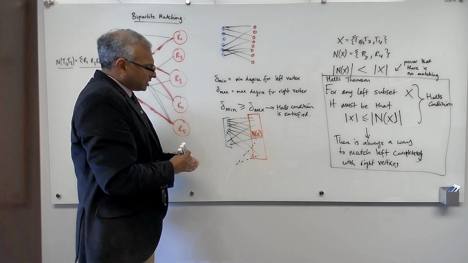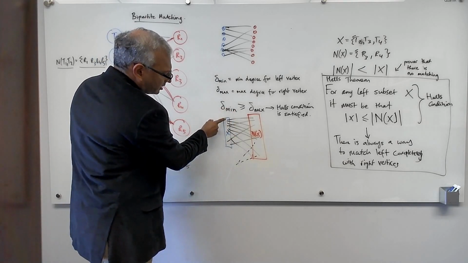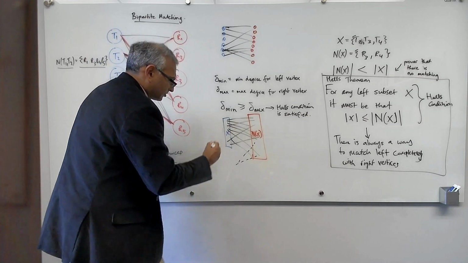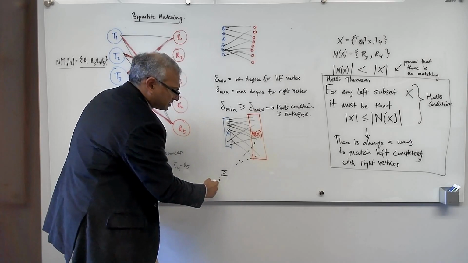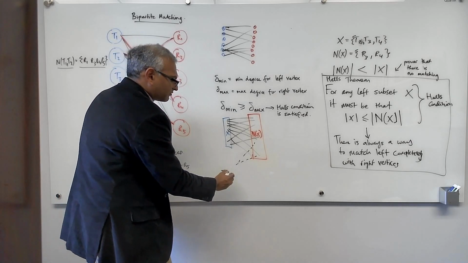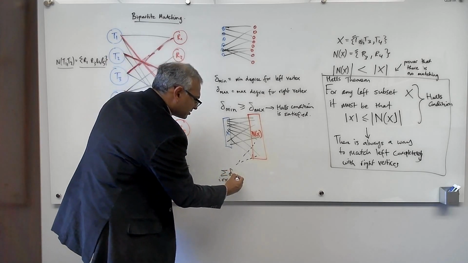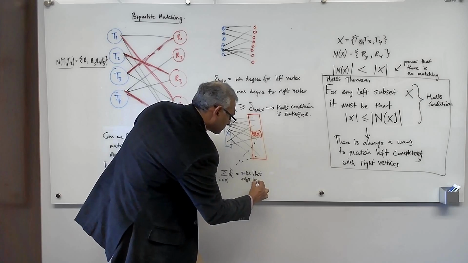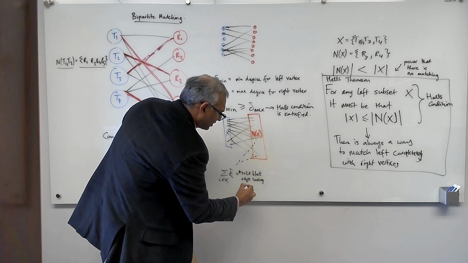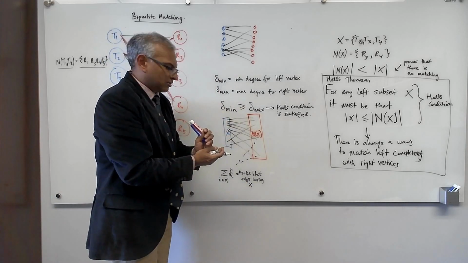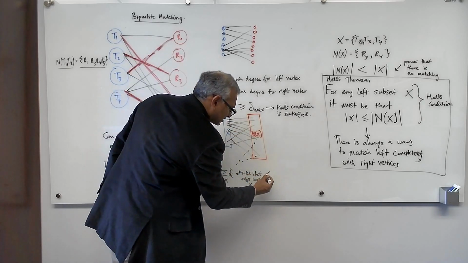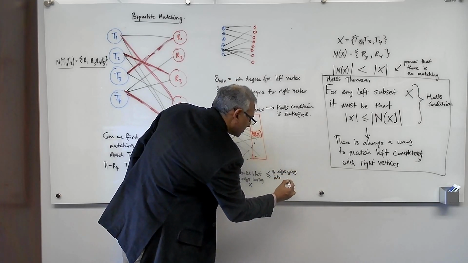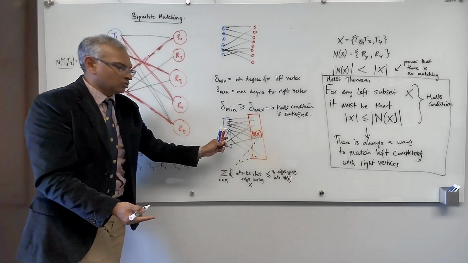Now, let's look at the number of solid edges, the ones coming out of X. The sum of the degrees of the vertices i in X must equal the number of those solid black edges leaving X. And all of those edges go to N of X, but there might be more edges coming into N of X. So that's at most the number of edges going into N of X, because there might be other edges coming in, but those edges are not coming from X.